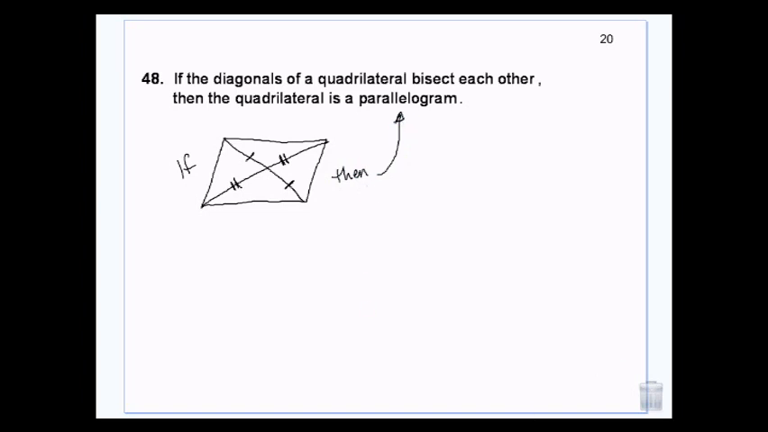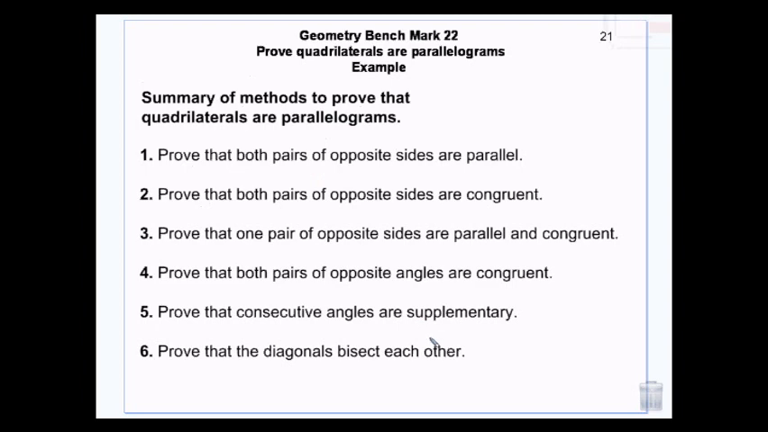Okay, these are the different ways you can prove a quadrilateral is a parallelogram. We can prove that both pairs of opposite sides are parallel. We can prove that both pairs are congruent. We can prove that one pair of opposite sides is parallel and congruent. We can prove that the opposite angles are congruent. We can prove that the consecutive angles are supplementary, or we can prove that the diagonals bisect each other. These are the different ways to get there.